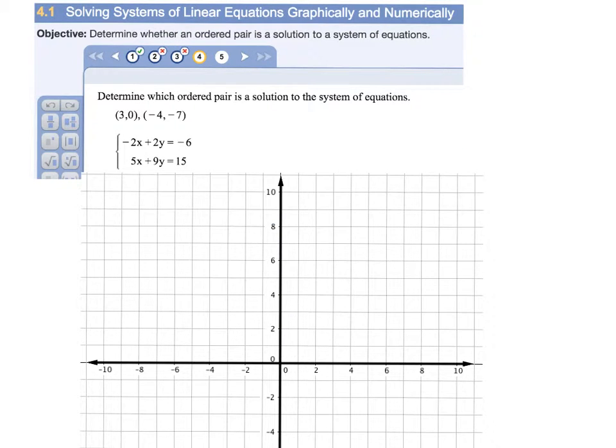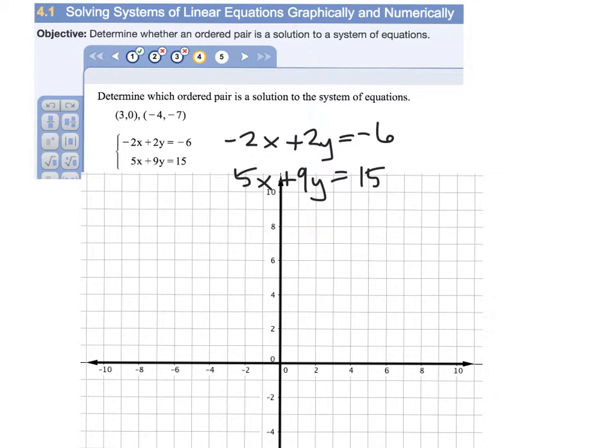This is the exact same. The only thing is they're kind of asking it in a slightly different order. They want us to know which of these two ordered pairs is a solution for this system of equations. So we're going to need to write both of these equations twice. And then the other one is right here, which is 5x plus 9y equals 15.